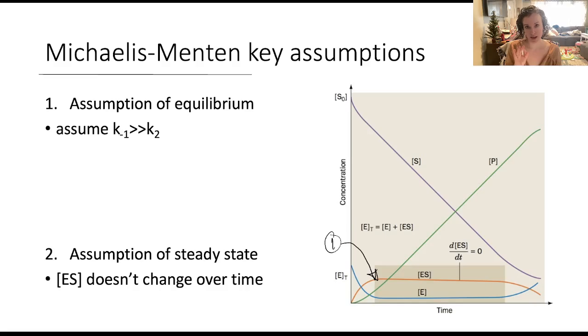Now, where is steady state? Steady state is represented by the darker inlaid box that starts at 1 and ends here. You can see after this time, we start having a drop off of the enzyme substrate complex. So this is where assumption 2 is also met.